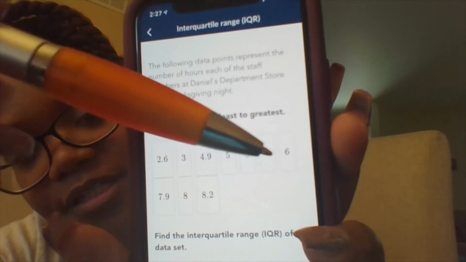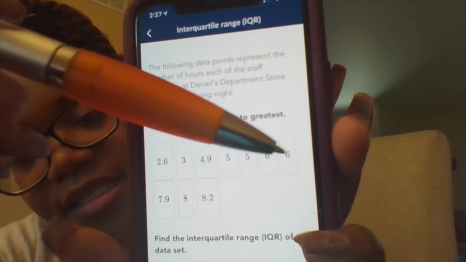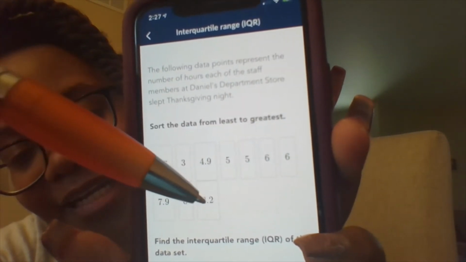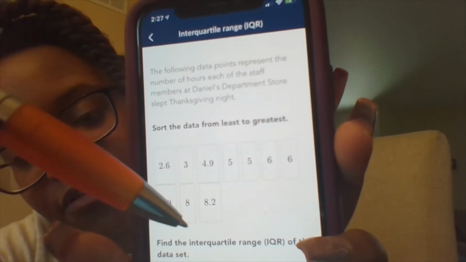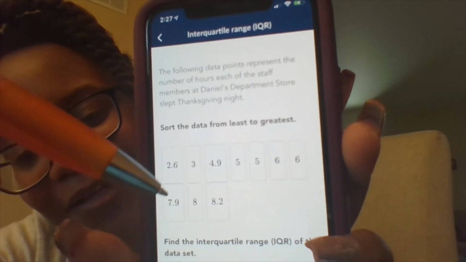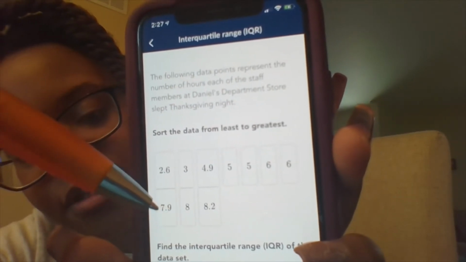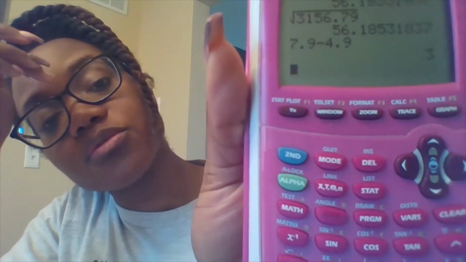The upper half is going to be the last 5 numbers, 6, 6, 7.9, 8, and 8.2. The middle value for those is going to be 7.9. So then to find our interquartile range, I just did 7.9 minus 4.9. And I just want to make sure you guys can actually see what I was pointing to. 7.9 minus 4.9. So again, we subtract those 2 values to get an interquartile range of 3.